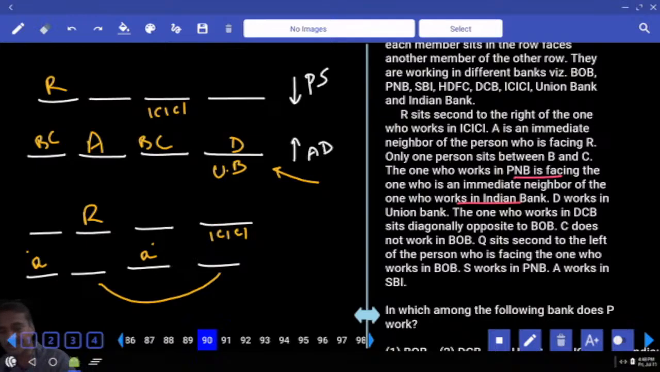DCB and BOB. Diagonal opposite means from one corner to the other corner, where the longest diagonal should always be taken.